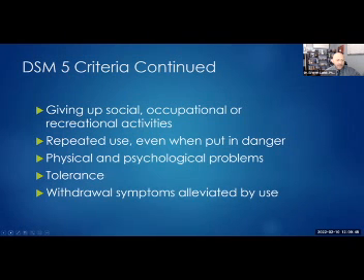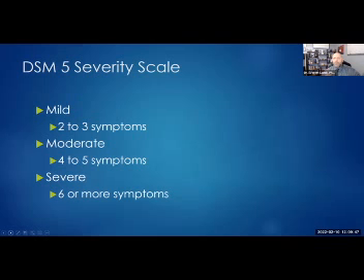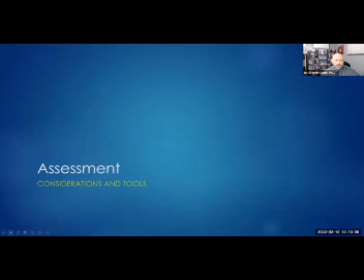So these 11 criteria are what decide the severity of the substance abuse, right? So we've got mild, which says they meet 2 to 3 of those qualifiers. That is mild substance abuse. We have moderate, which is 4 to 5 of those qualifiers. And then if they have 6 or more, it's considered severe.